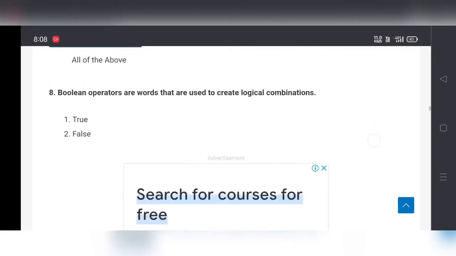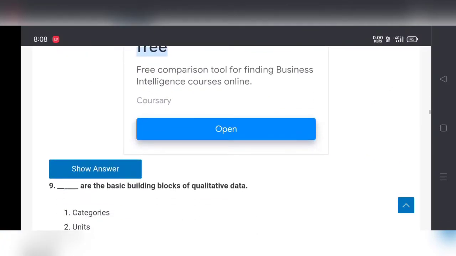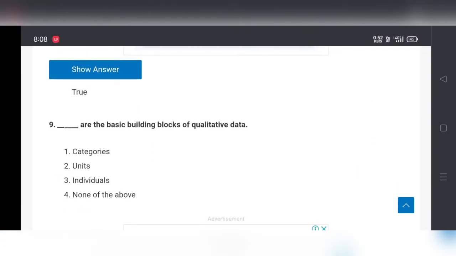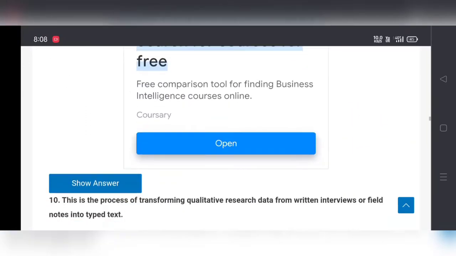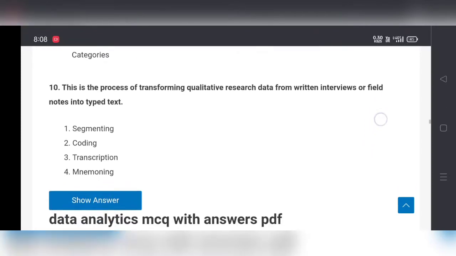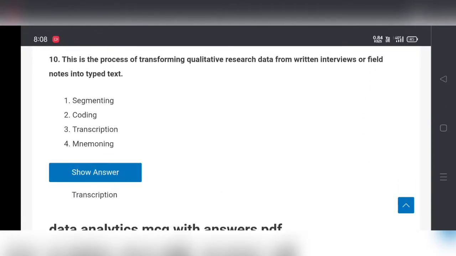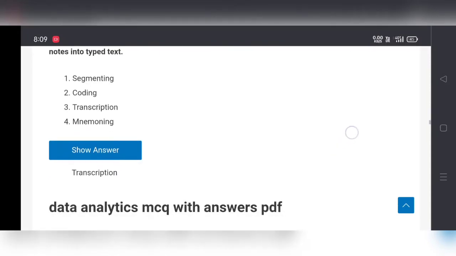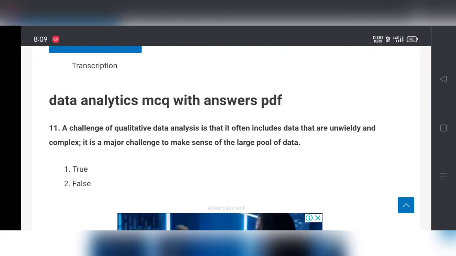ठीक है. Next question, Boolean operators are words that are used to create logical combinations. The answer is true. Next question, dash are basic building blocks of qualitative data. The answer is categories. Next question, this is the process of transforming qualitative research data from written interviews or field notes into typed text. The answer is transcription.